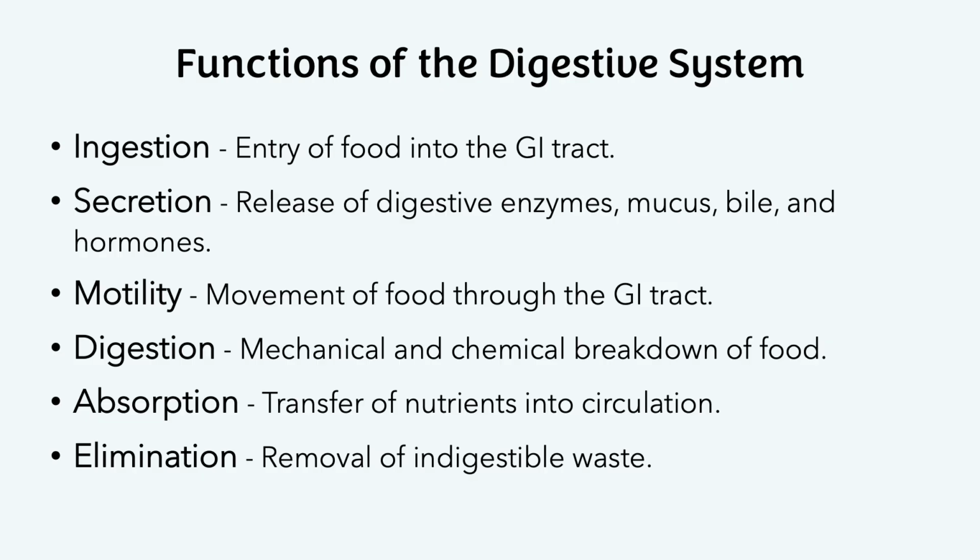Secretion, it releases digestive enzymes, mucus, bile, and hormones. Motility, movement of the food through the GI tract. Remember the peristalsis? Digestion, mechanical and chemical breakdown of the food. Absorption, transfer of the nutrients into the circulation. And then finally, elimination. That is removal of indigestible waste. So that was the structure and the function of the GI system.